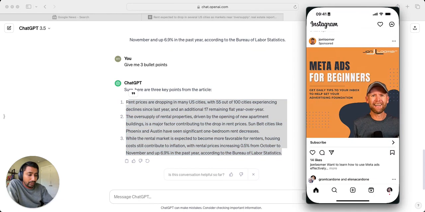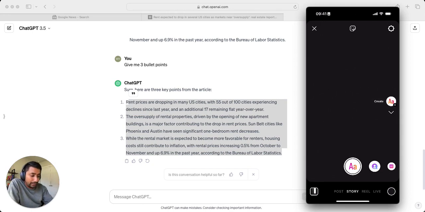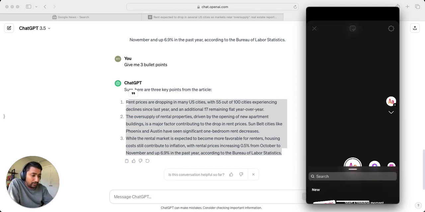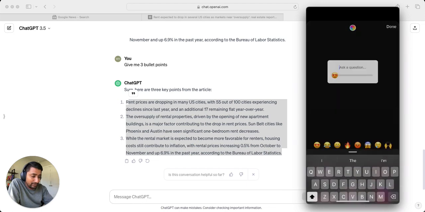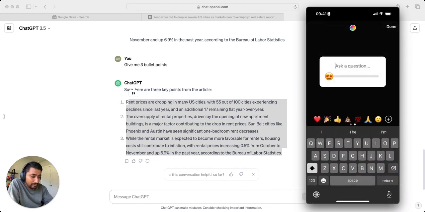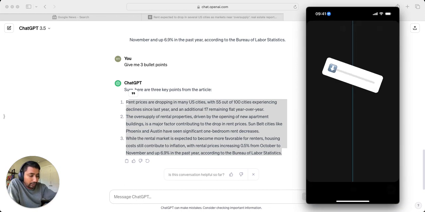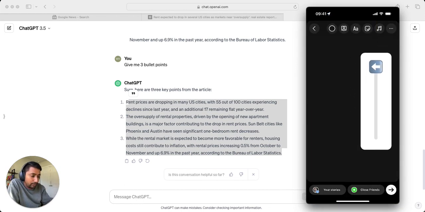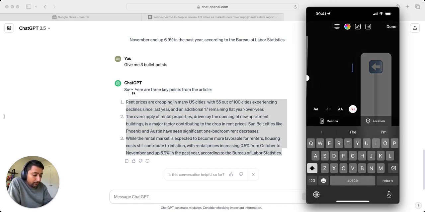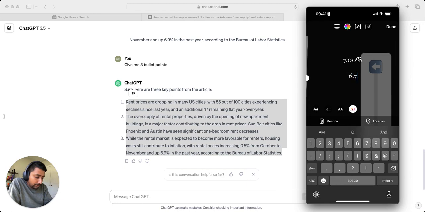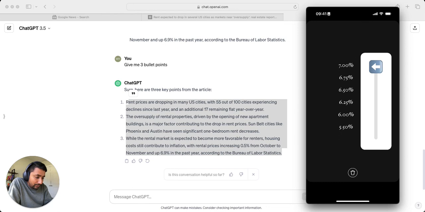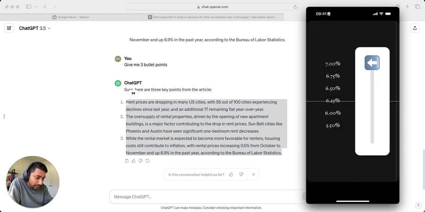I would go into Instagram and hit create. In the create, I would select a slider. I would change this to a down arrow and flip it and place it vertical like that. Then I would enter some percentages for interest rate. Let's say 7%, 6.75, 6.5%, 6.25, 5.5%. So this gives me these percentages that I can play with.